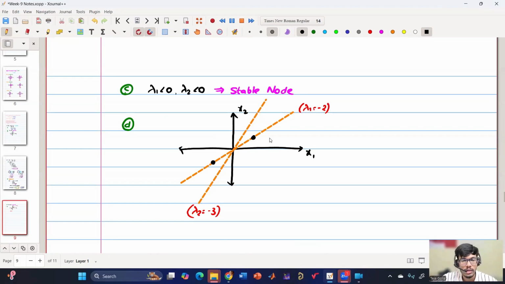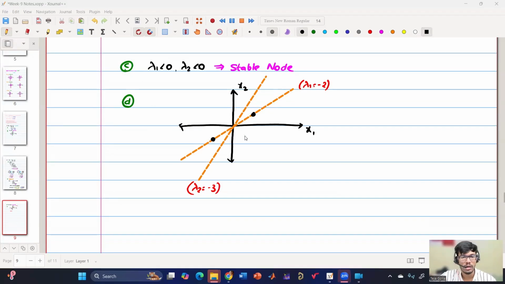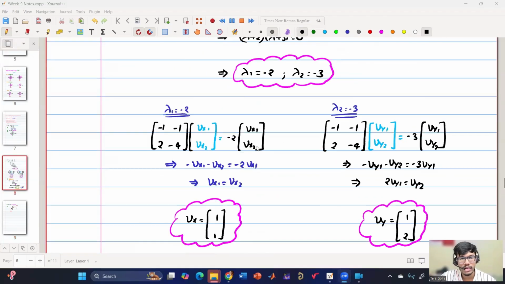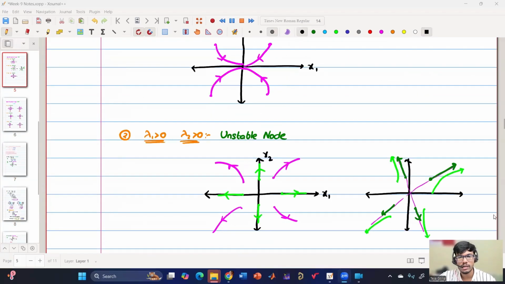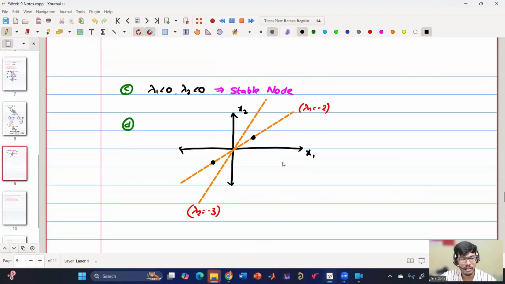To the origin. Yes, but whether it will go on the line or whether there will be curvature. Not exactly. As I have said previously, in this case, if the initial condition is along the eigenvector, then it will move along the eigenvector.